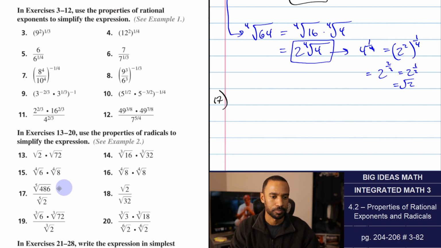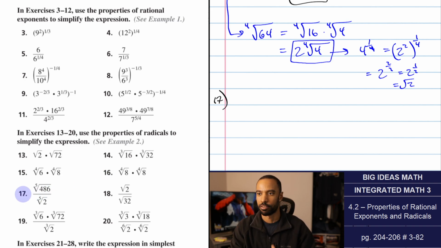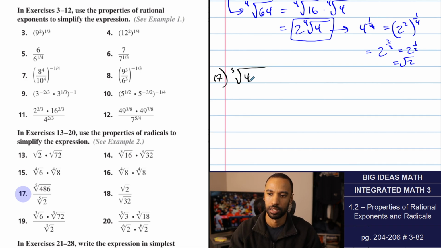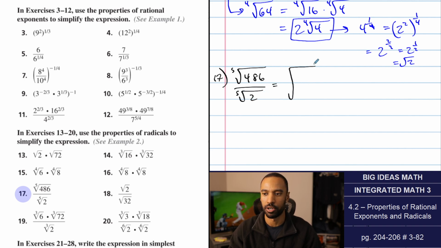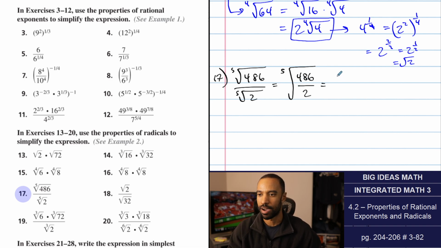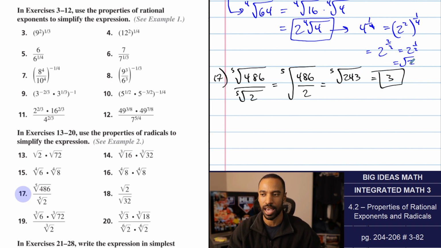Number 17. We have the 5th root of 486 over the 5th root of 2. This is one of those cases where it's best to merge them as one single thing here. Now, whether or not you want to write this or you just want to do it is up to you, but the fact of the matter is we can divide these. We divide these and we get 243. The 5th root of 243 is actually 3, so I'm going to leave it as that because 3 to the 5th is 243. We're done.